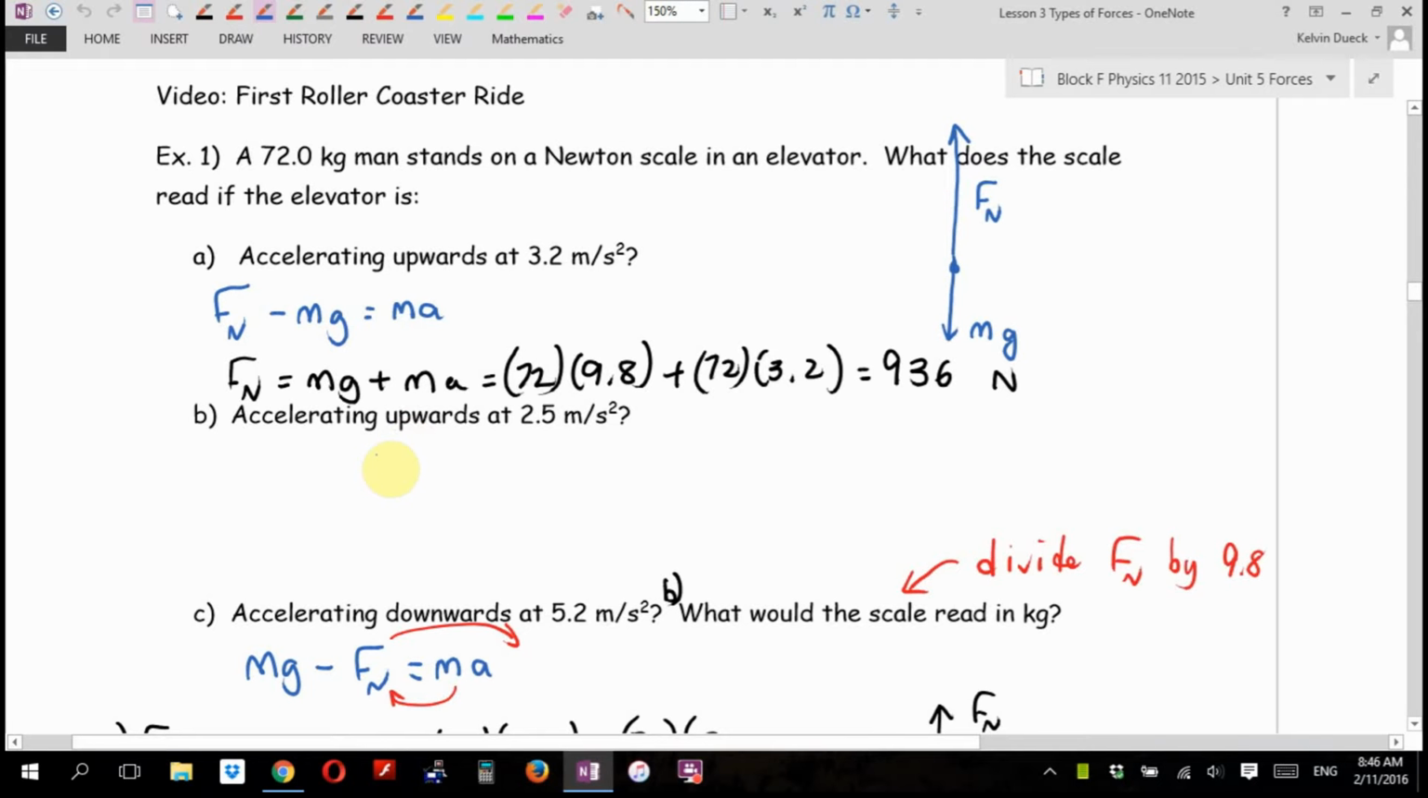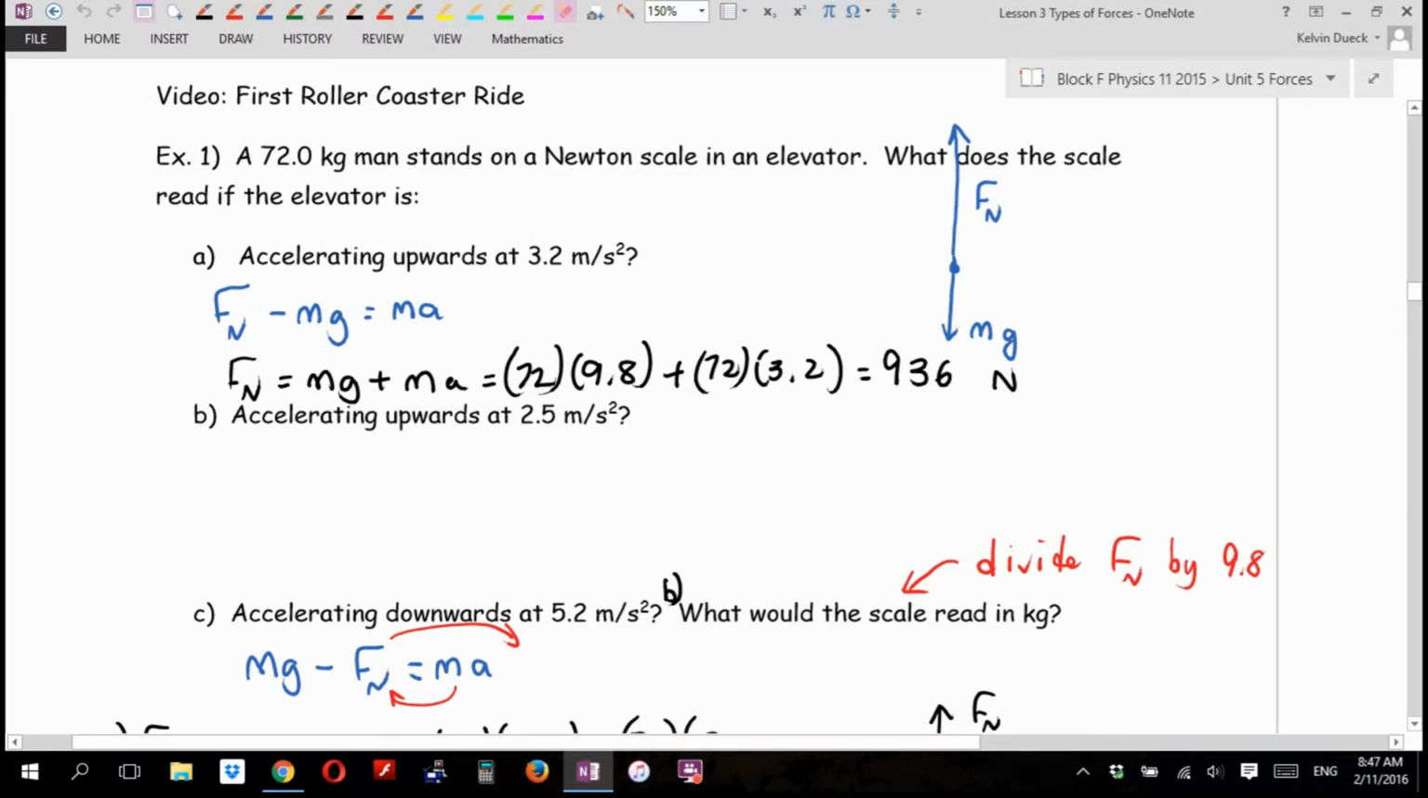So just to jog our memory, let's go back to example 1 here. Let's look at the elevator question. Again, Alicia, it said this: a 72 kilogram man stands on a Newton scale in an elevator. By the way, the reason I said that is technically what units do scales measure in? Kilograms. But I want it in newtons. Who remembers, how do I go from newtons to kilograms?